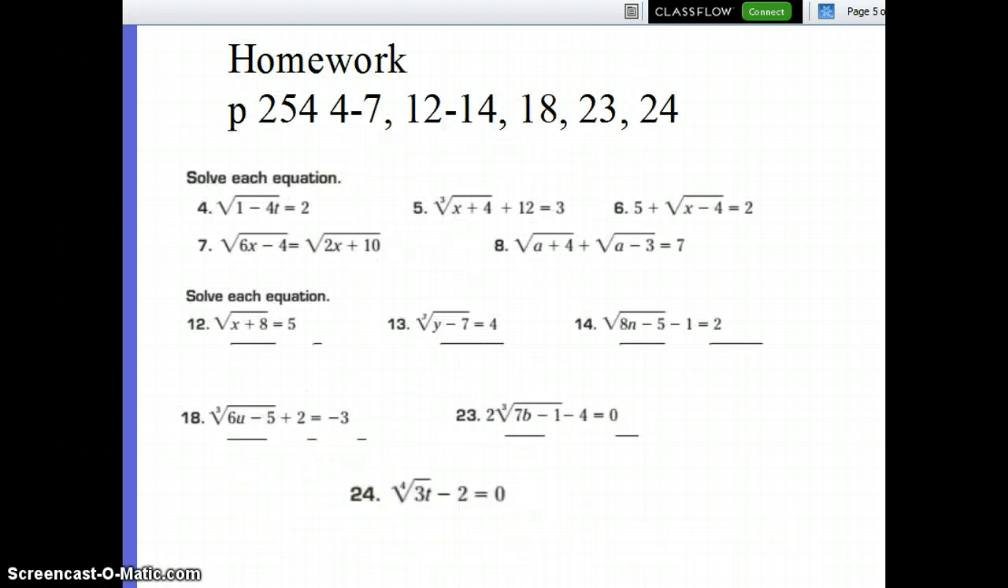All right, guys, thanks for paying attention. Here is your homework: page 254, 4 through 7, 12 through 14, 18, 23, and 24. They are up right here.